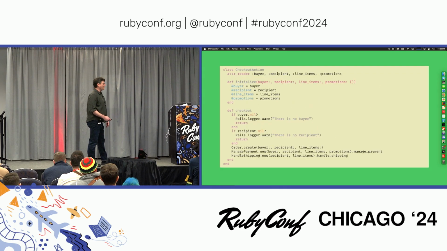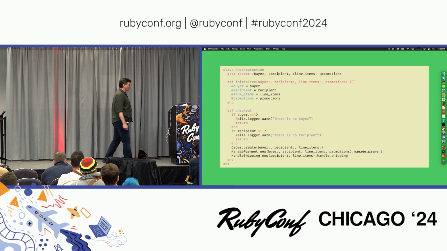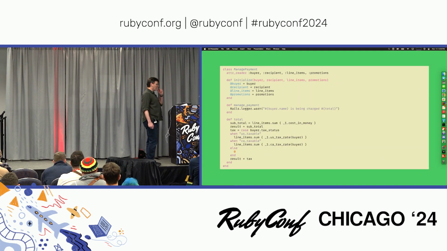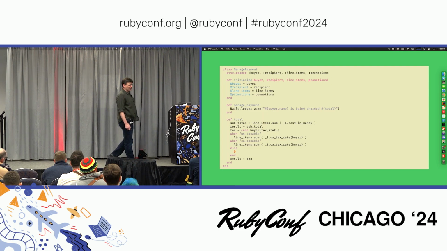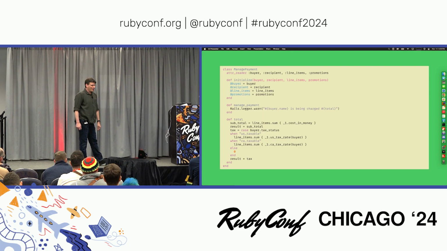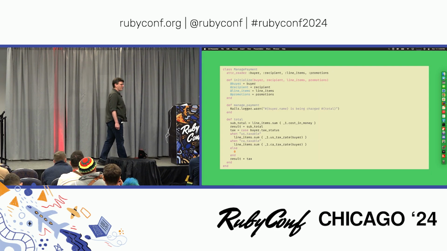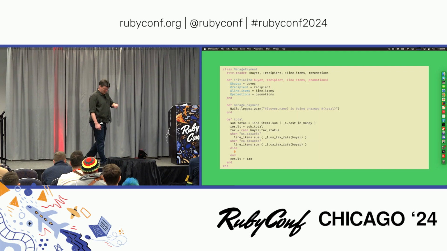So I have an if statement here based on the state of the world, whether the buyer or the recipient is nil. I have a case statement here based on the state of the world, based on the tax status of the user. And I want to suggest the null object pattern. Does anybody know what the null object pattern is? I'll show what it is, and then we can talk about whether my explanation makes any sense at all.